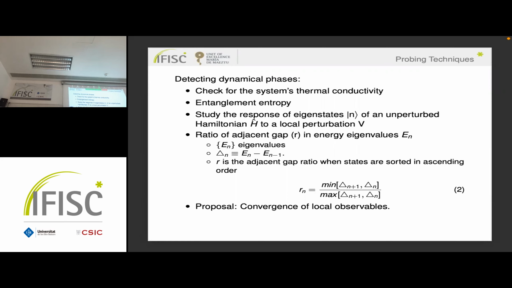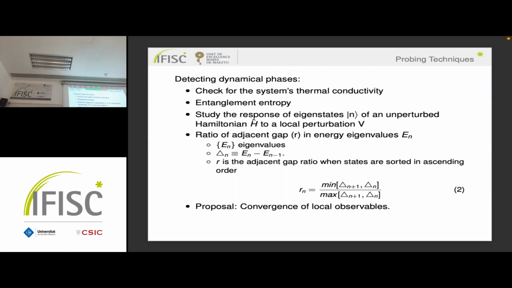Okay, and finally we have the adjacent gap ratio. In this case, we first arrange our energy eigenvalues in ascending order. Then we find the gaps between them, and finally we take the ratio between the minimum and the maximum of these adjacent gaps. The distinction between thermalizing and non-thermalizing phases is made based on the numerical value of this adjacent gap ratio.